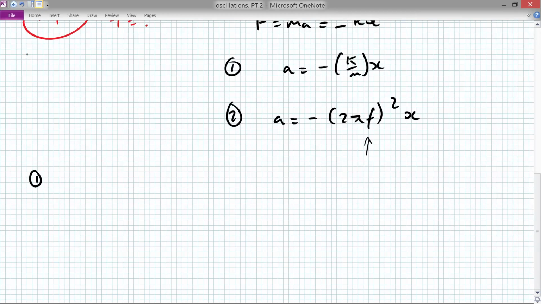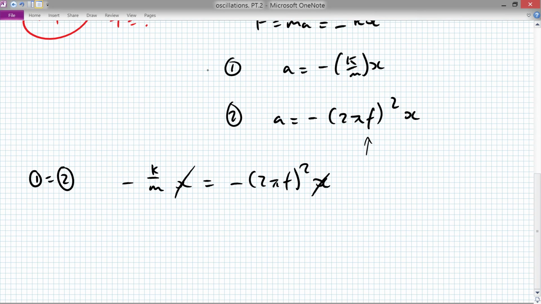If I equate equations 1 and 2, I'm going to get that minus k over m x is equal to minus 2 pi f squared x. That's lovely. The x's cancel, the minus 1's cancel.